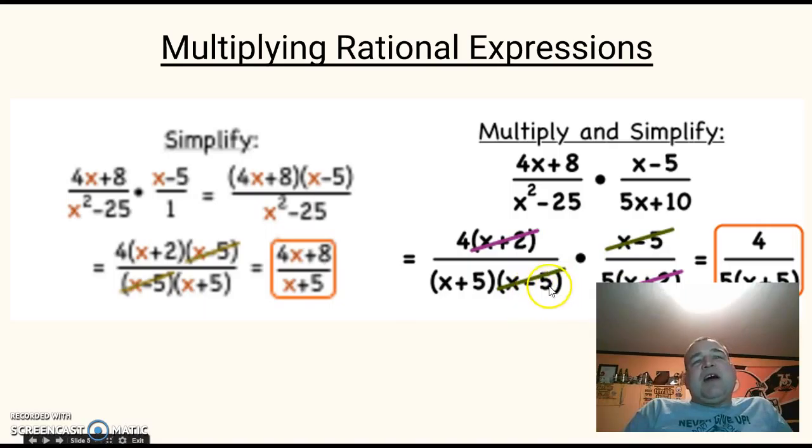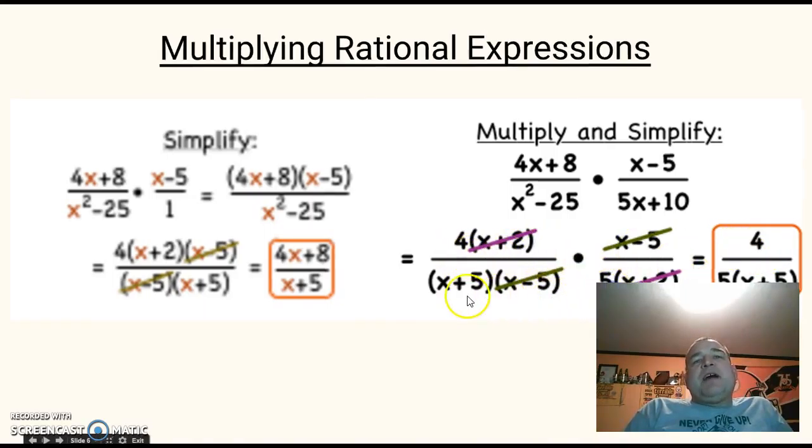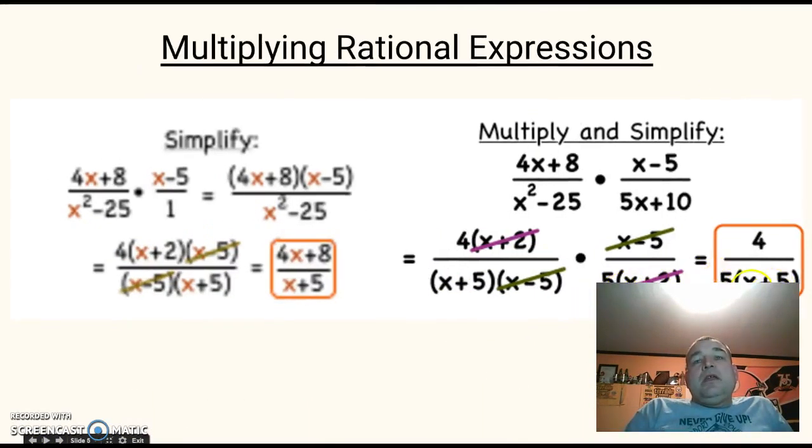Cancel out the x minus 5s, leaving the only thing left on top is the factor of 4, and then 5 times x plus 5. Let me back that up. Now, in your final answer, I know back here in the first example, they multiplied the 4x plus 2 and got the 4x plus 8. Here they didn't. You can go either way. I personally prefer it the second way that's here, and don't multiply back together.